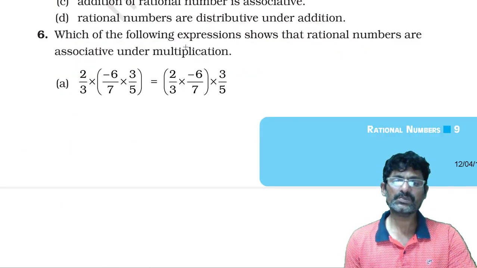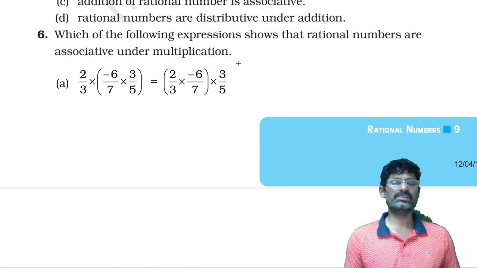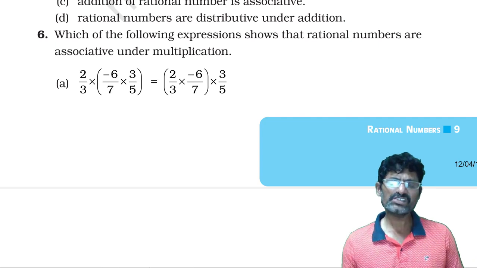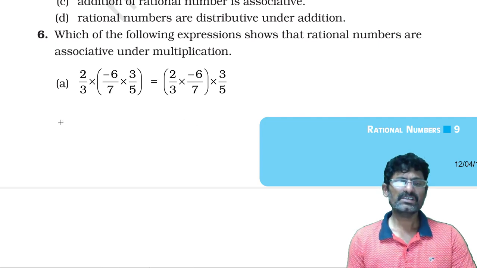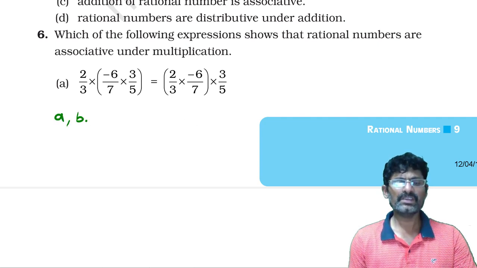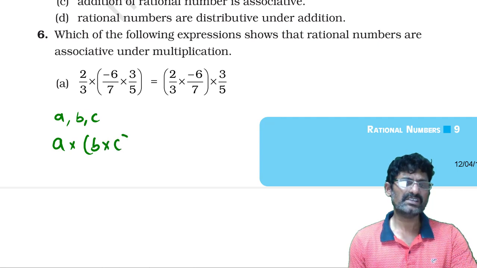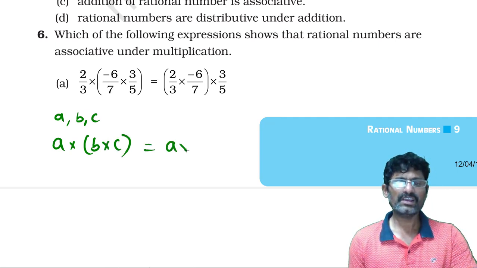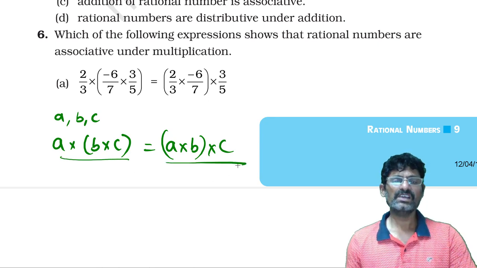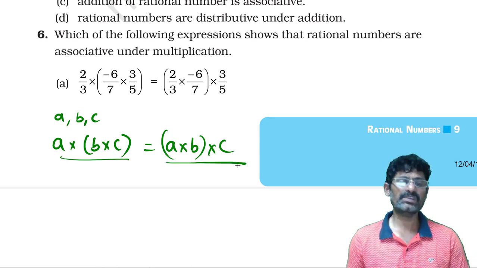Which of the following expressions shows that rational numbers are associative under multiplication? First of all, what is the associative property under multiplication? Suppose A, B, C are three rational numbers. Then (A times B) times C is equal to A times (B times C). This is what we call the associative property under multiplication.